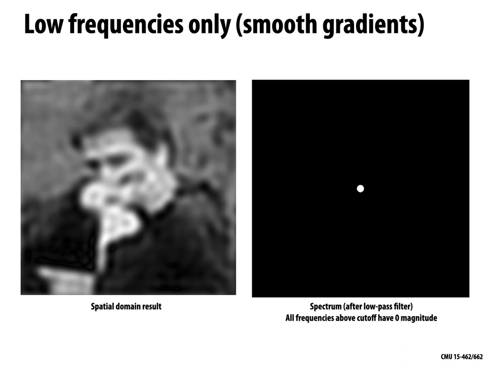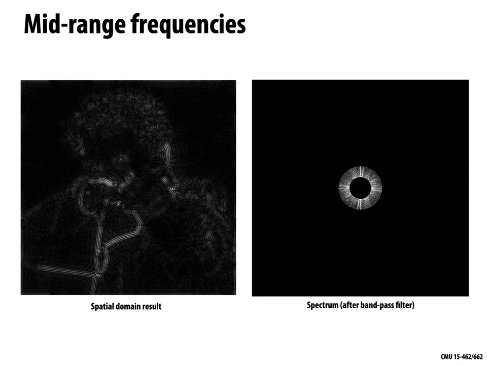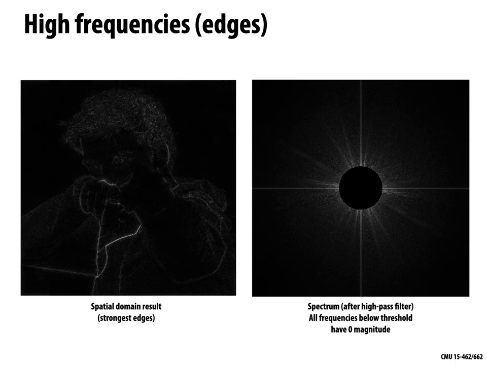Okay? Let's go out a little bit further and look at some mid-range frequencies. So we're going to ignore these low frequencies. We're going to keep things that are slightly higher in frequency. And we start to see things that actually look a bit like edges in the image, but kind of blurred out versions of the edges. If we go even higher frequency, we definitely start to see the edges. And if we go super high frequency, that's kind of all we see, just the edges, the place where you see the silhouette of objects in the image.